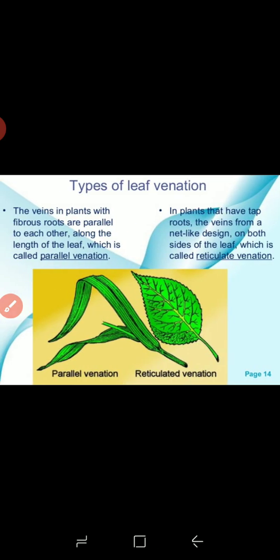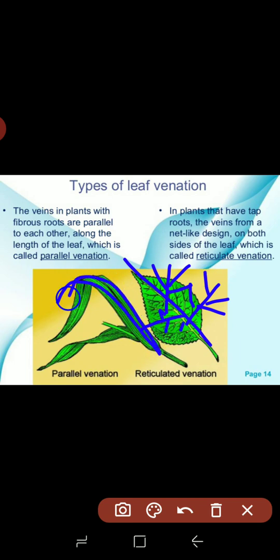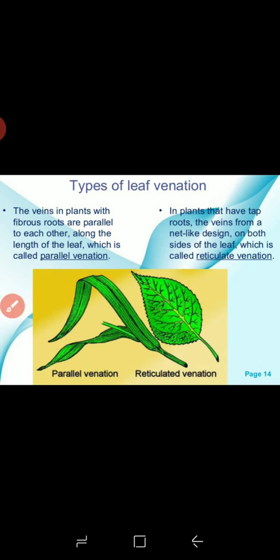Now we have also seen the types of venations. These are the venations of the leaves, you can see. And these are the parallel venation of the leaves, just like this. The veins in a plant with fibrous roots are parallel to each other. That means most plants with fibrous roots have parallel venation along the length of the leaf.